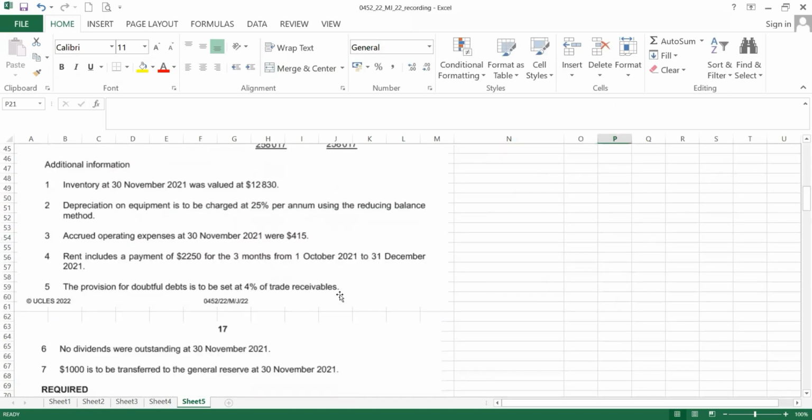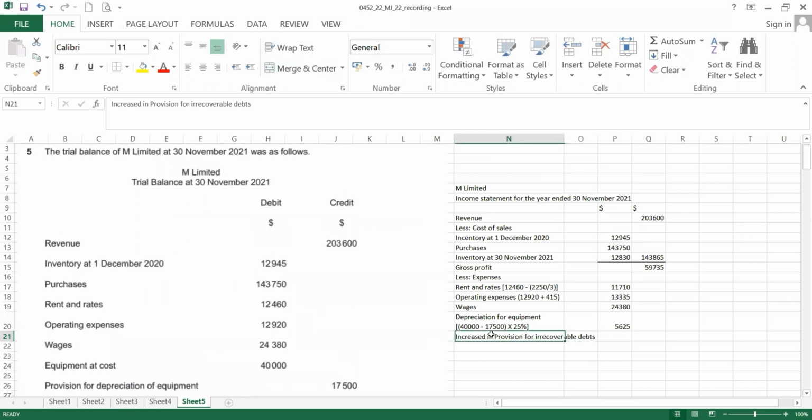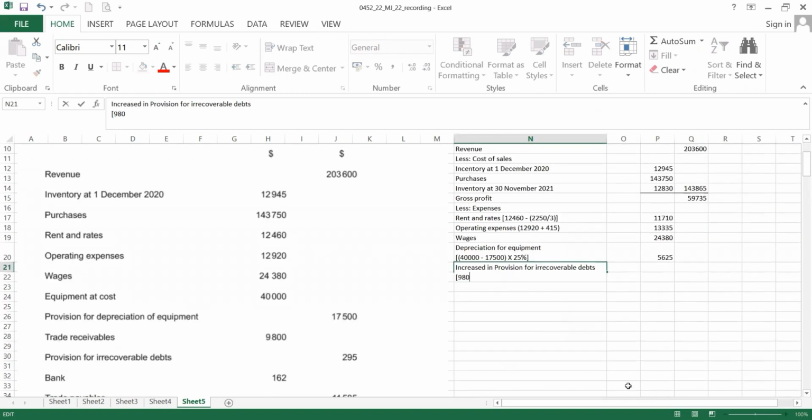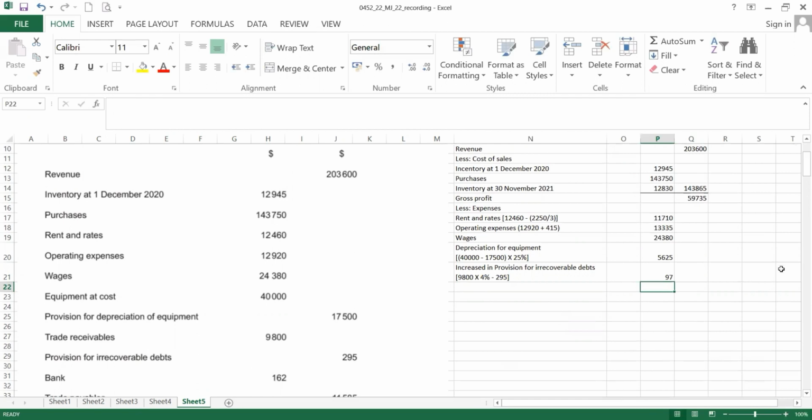And then the provision to be set as 4%. So we calculate. So let's put in the amount. We take the trade receivable 9800 times 4% minus the opening 295. So let's calculate 9800 times 4% minus 295. So this is 97 should be the answer.